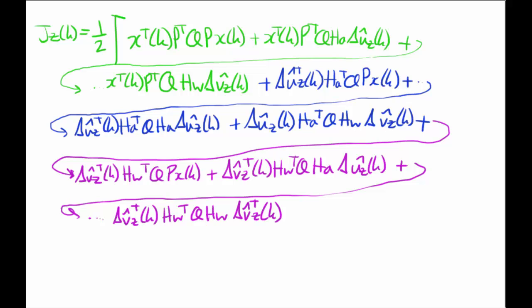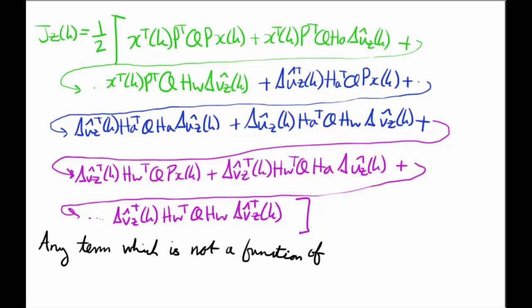So as I was just saying, before I even started this calculation, a few slides ago, anything that's not in terms of delta UZ of k can be neglected, because when you differentiate it to get the minimum value, those values go to 0 anyway.